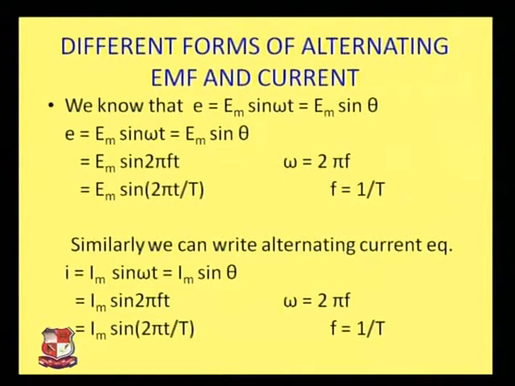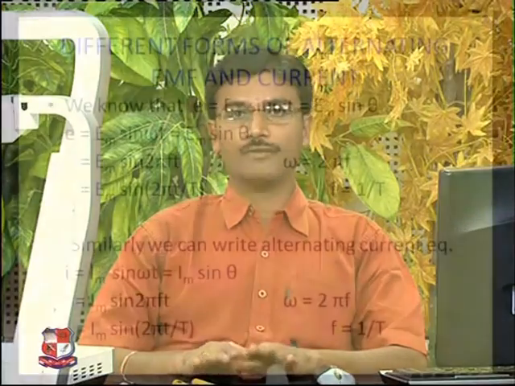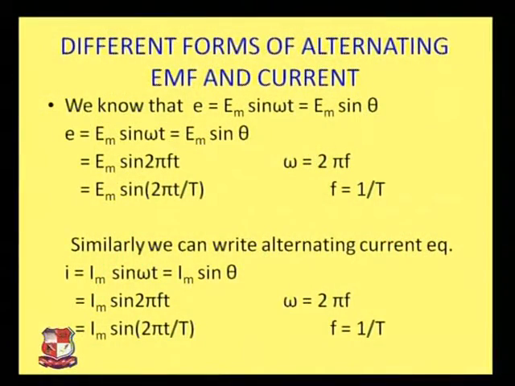Different forms of alternating EMF and current. We learnt about this in the last lecture, but we have to revise this equation because we are just starting examples. So before solving examples, our mind should be clear about the equation. We can write the equation in different forms.